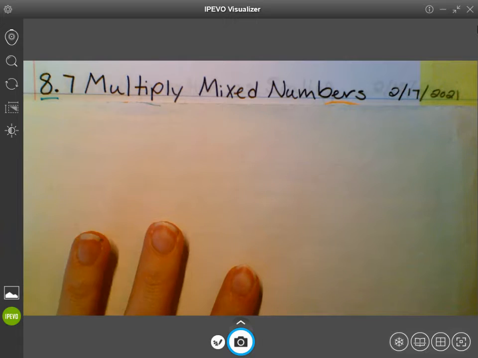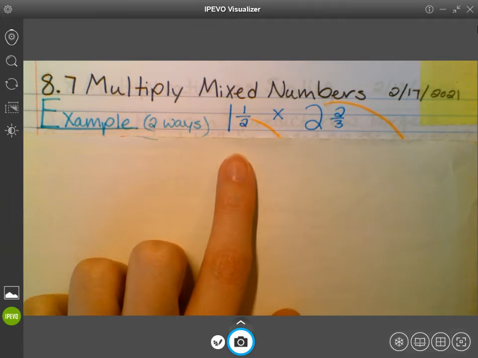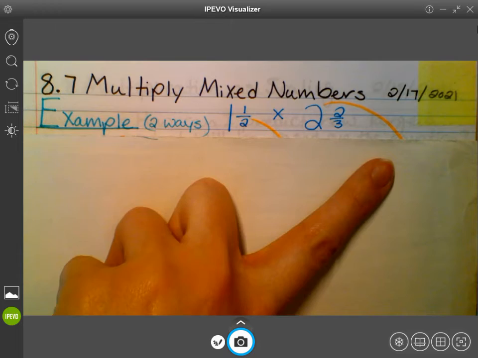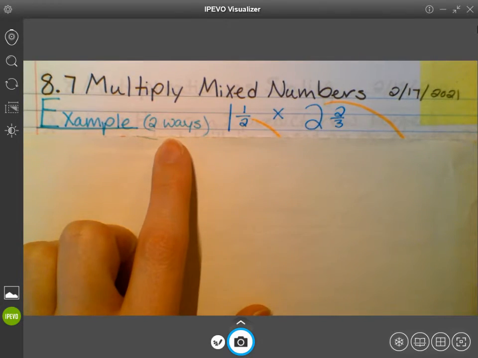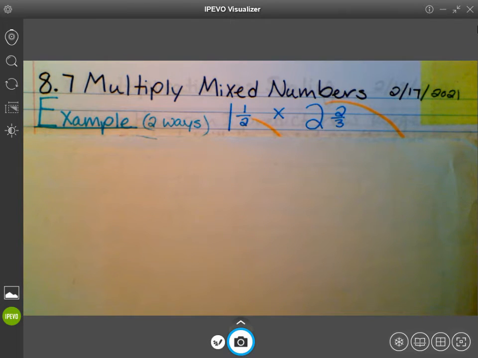So, the example question we're using is 1 1/2 times 2 2/3. So you don't need to worry about these orange arrows yet. You'll see where they're going. Just write example and then in parentheses 2 ways, 1 1/2 times 2 2/3. And then give me a thumbs up when you have that written down.